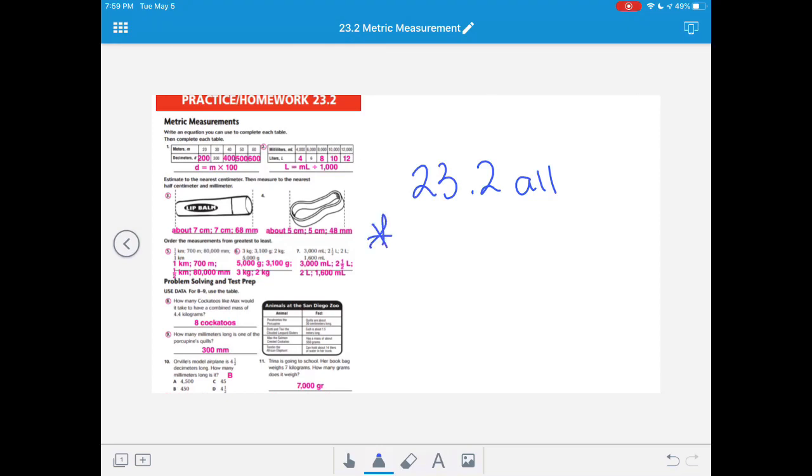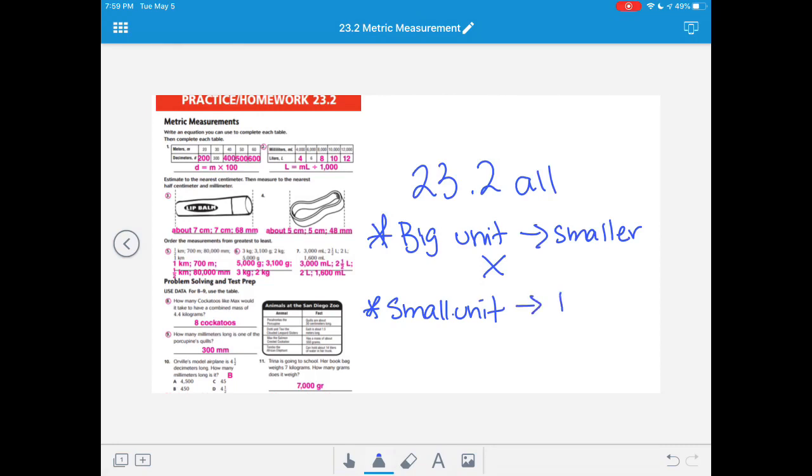A little key for success, just to remind you, when we're going from a big unit to a smaller unit, we are going to multiply. And when we're going from a small unit to a big unit, you're going to divide.